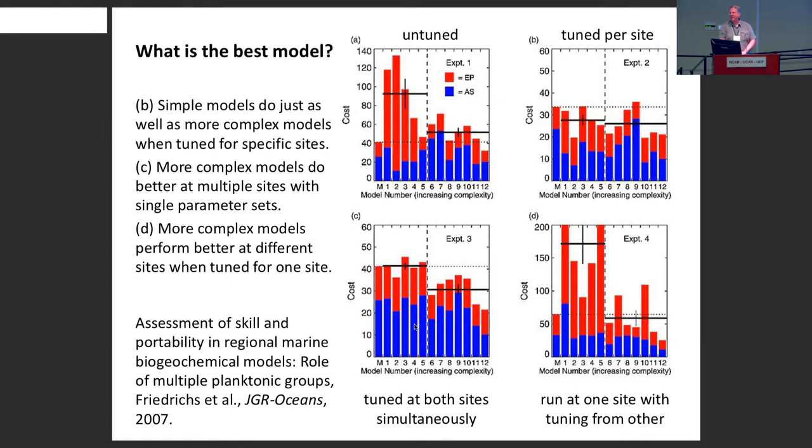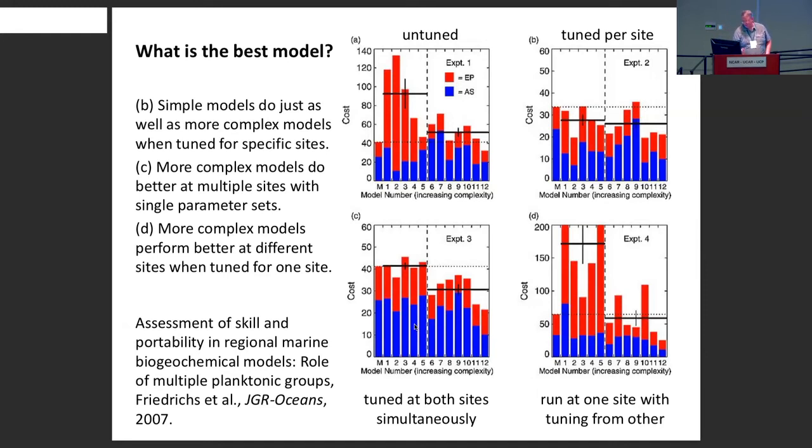One of my favorite pieces from the literature is where somebody, this Friedrichs paper from 2007, took a dozen different ocean BGC models and evaluated how well they do compared to observations at 2 locations. One is in the equatorial Pacific. That's what the EP stands for in these plots, and the other is the Arabian Sea in the Indian Ocean.